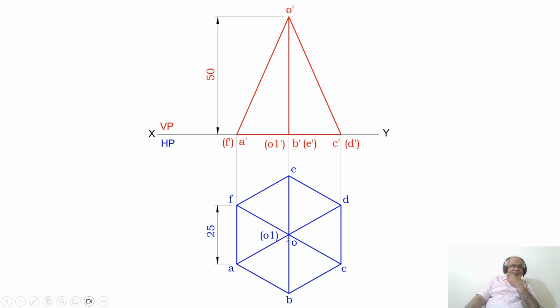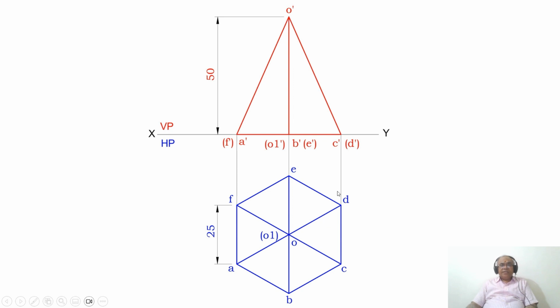Now, since the height can be seen in the front view, from the XY line you measure a distance of 50 and draw a horizontal line, which should be a thin line. Then draw vertical projectors from AF to the XY line, from BE, and then from OO1 to the XY line, and extend them up to the 50 mm line.